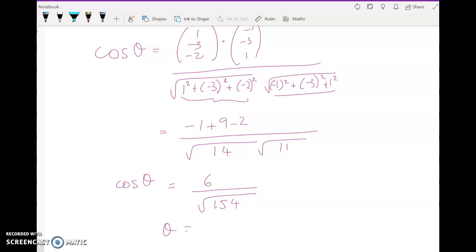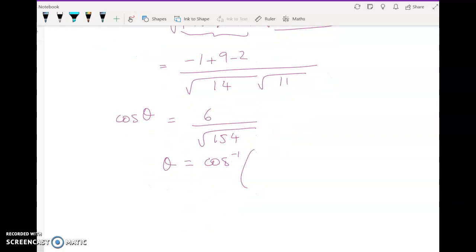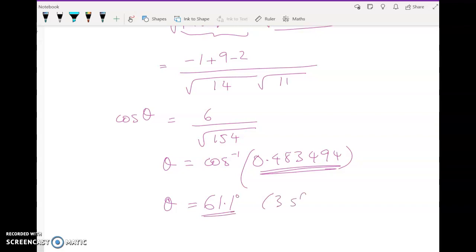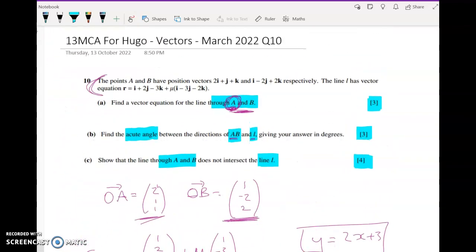So all we need to do now is say that the angle is inverse cosine of that yucky decimal thing. Remember, don't round this too hard or you're going to be inaccurate in your final answer. And so the acute angle between those two lines will be 61.1 degrees to 3 significant figures. So Hugo, that's the bit you asked me for, but I'm just going to go on and show that the line doesn't intersect the other line.